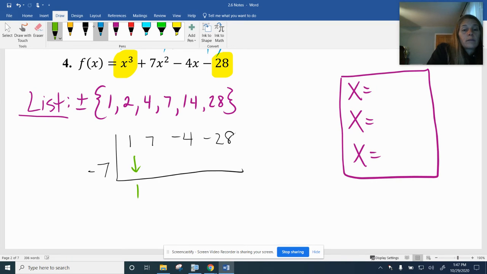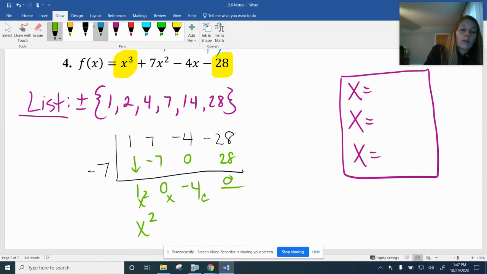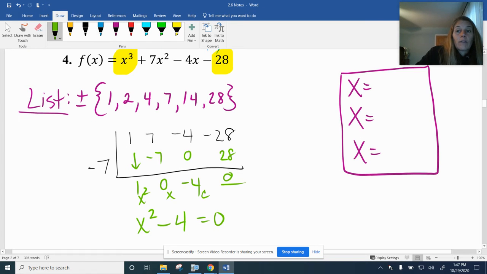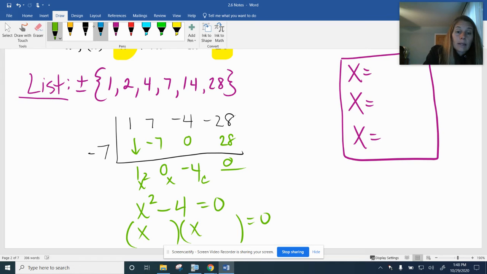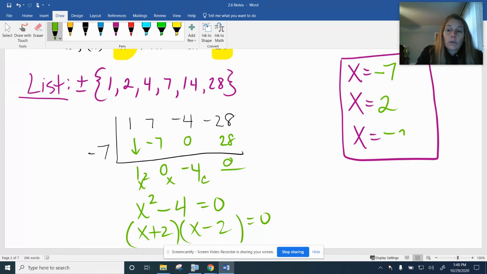So bringing down the 1, -7, 0, 0, -4, and this one works out. Remainder of 0. Now notice here, this is my constant, this is my x, this is my x squared, right? So I have 1x squared plus 0x, so I don't need to write it, minus 4 equals 0. Now if I go to factor that, this is a difference of 2 squares binomial. So x, and then it would be +2 and -2. So my original solution, or my first one that I got, was -7, and then I got +2 and -2 for my other 2 solutions.